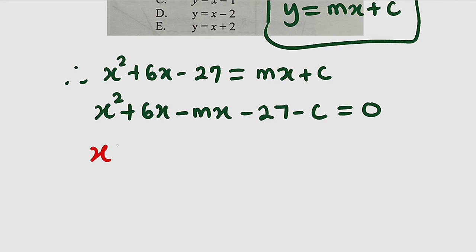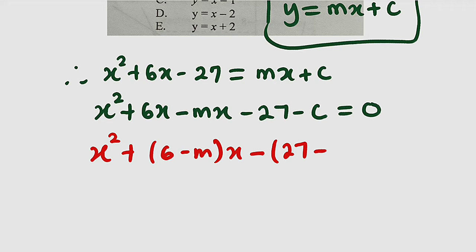You can see that this is x squared plus, we can factor out x. So we have 6 minus m inside. Then here we can factor out negative sign. We have 27 plus c. The whole of this equal to 0.